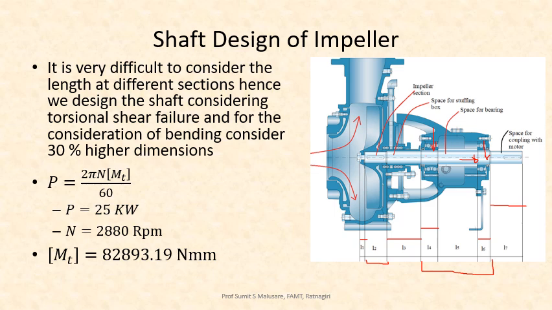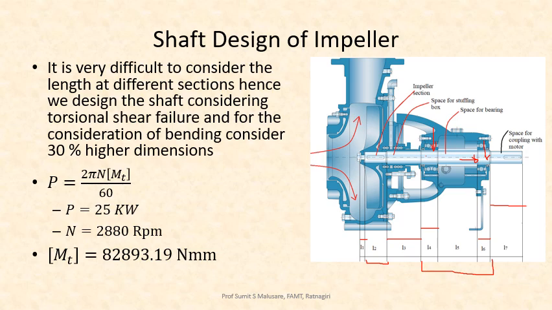Now it's not very easy to decide the dimensions of the shaft, because it has to carry the radial load, the tangential load, the axial pressure, and all these things. So for simplicity, we are going to calculate the shaft diameter based upon the torque acting on it, and we have to consider 30 to 40% greater for bending. So P is equal to 2πNT divided by 60, with power P of 25 kilowatts and 2880 rpm.